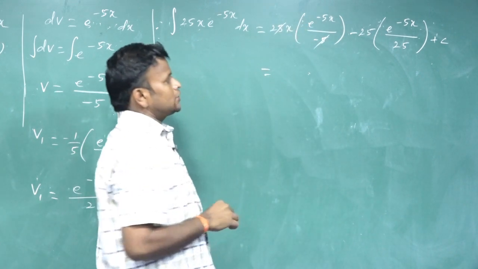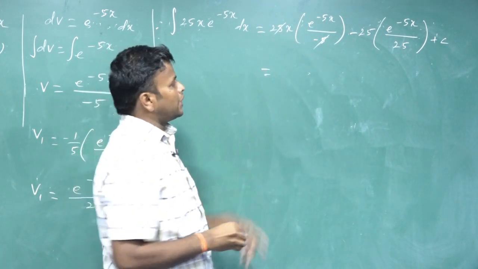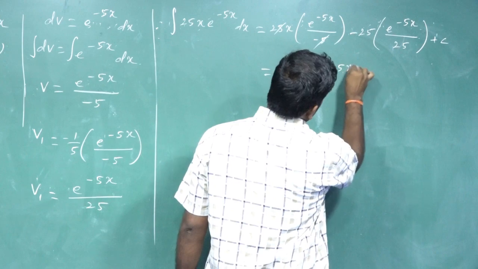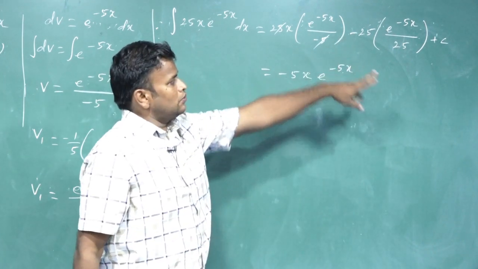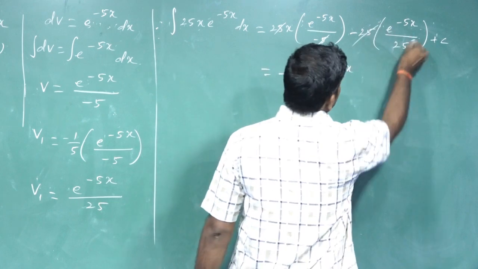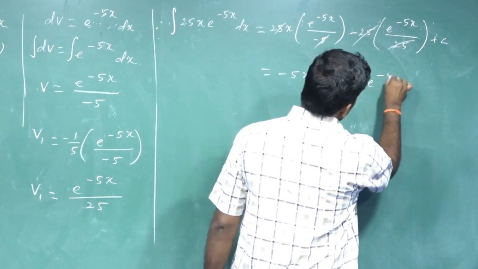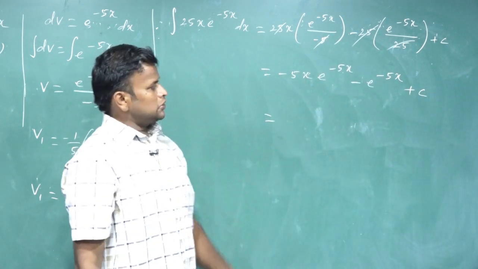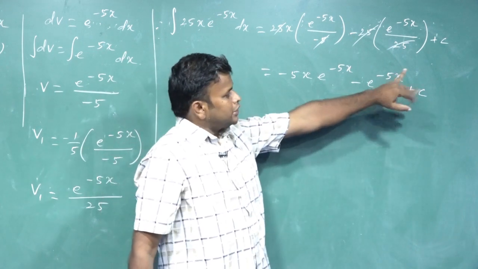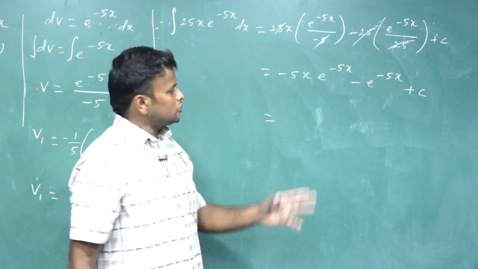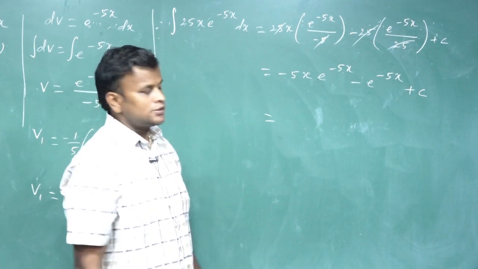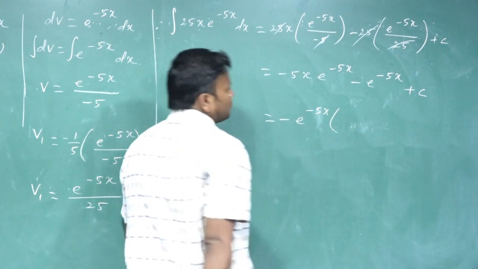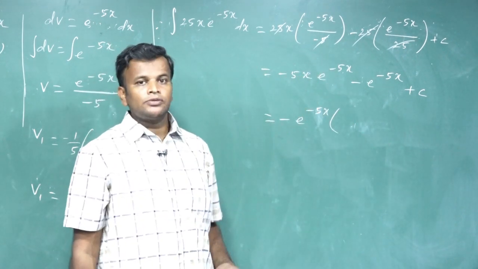In the fifth table there is a chance 5 times. In standard form this minus comes in the numerator. So minus 5x e power minus 5x. Here we see both 25s are cancelled, minus e power minus 5x plus c. Now we see in these 2 terms which is common. E power minus 5x is common. One more sign is also common: you see both the terms lie within minus. So I will take outside minus and e power minus 5x.